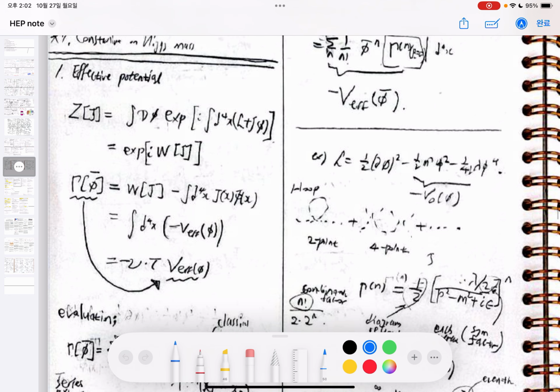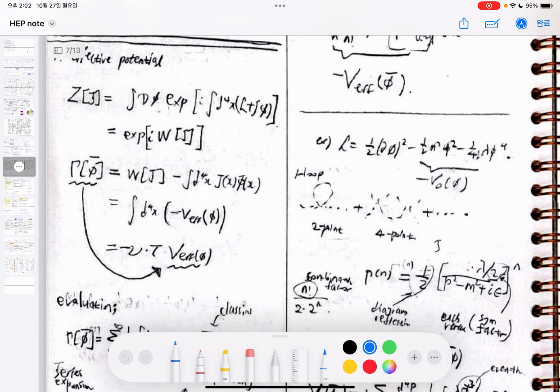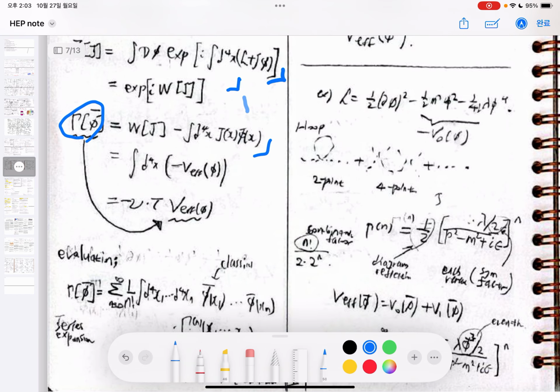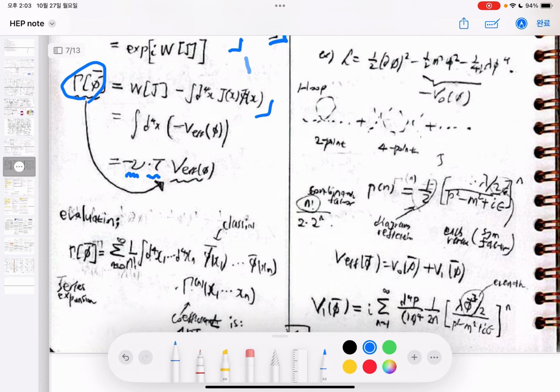So, a review of the effective potential: we can derive it from the effective action. This is the generating functional, and we can define the effective action, capital Gamma, with the Legendre transformation. By dividing by the three-dimensional spatial volume and the time, we can obtain the effective potential.